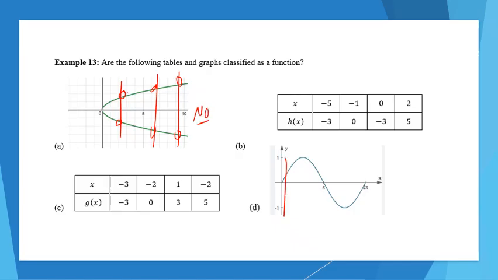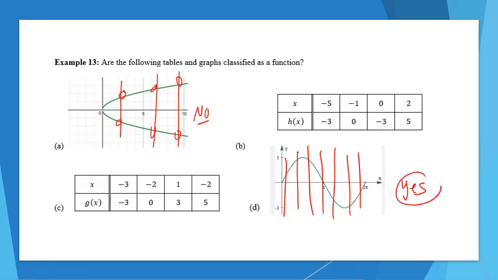For D, this actually always will pass the vertical line test. This is a trig function that we'll learn about later, but this is yes, it is, so that's good there. Now let's take a look at the tables, and there's 2 ways to do this. You can either look to see if you have the same x value mapping to different y values, but here all of our x values are different, so it should pass the vertical line test.